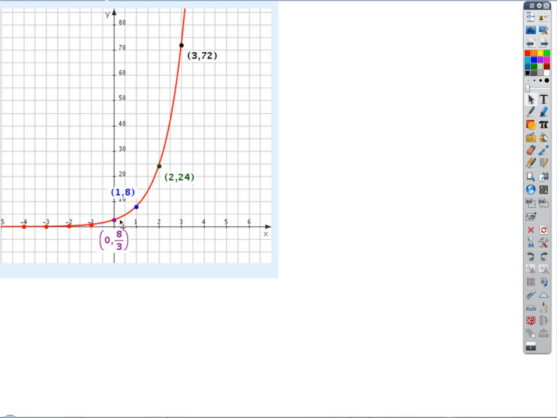Okay, so y equals a times b to the x minus h, plus k. If h and k are 0, this just becomes y equals 8/3 times, what's b? 3. How'd you get it? You just multiply 8 times 3, because I have 8. 24. 8 times 3 is 24. That would work. 24 times 3 is 72. 8/3 times 3 is 8.